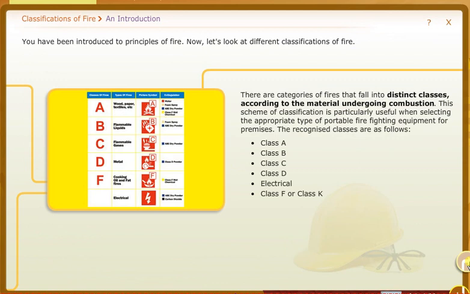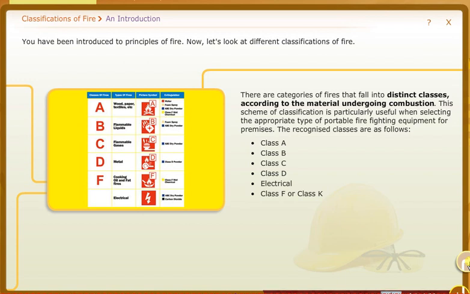You have been introduced to principles of fire. Now, let's look at different classifications of fire. There are categories of fires that fall into distinct classes according to the material undergoing combustion. This scheme of classification is particularly useful when selecting the appropriate type of portable firefighting equipment for premises.